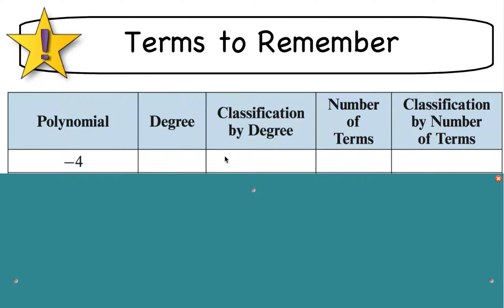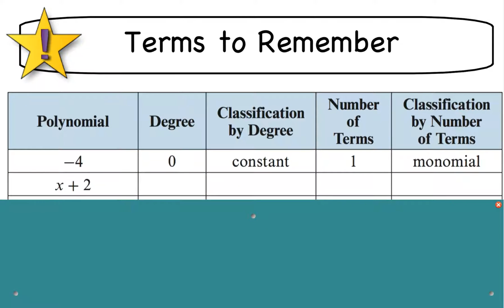Some terms to remember. We're going to go through a whole table here for you. A polynomial, here's an example of one. Remember, polynomials can have one term or many terms. In this case, we just have one term. When we just have a single number, whether it's positive or negative, that has degree 0. We classify it by that degree as a constant. All monomials of degree 0 are constants. This one has a single term, so the classification by the number of terms is that it is a monomial. So we have 2 classifications: we classify by the degree and we classify by the number of terms it has.